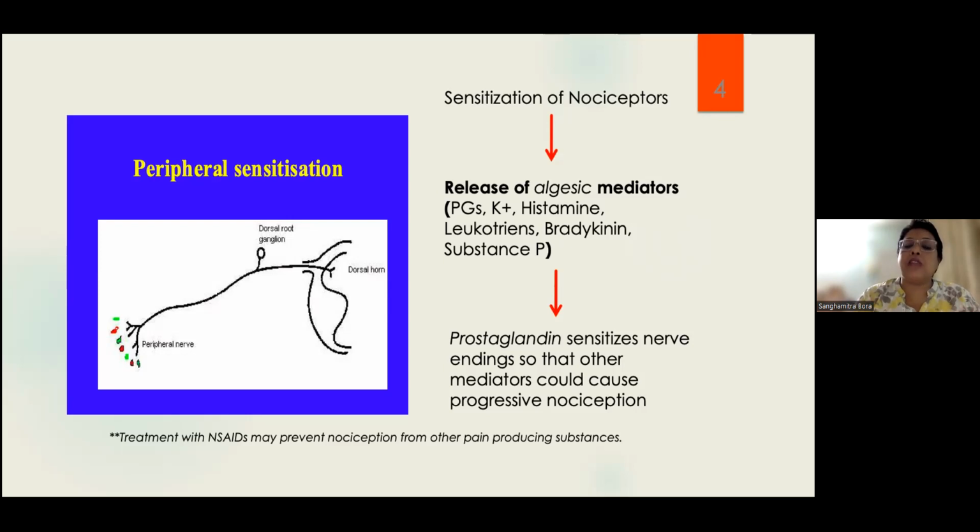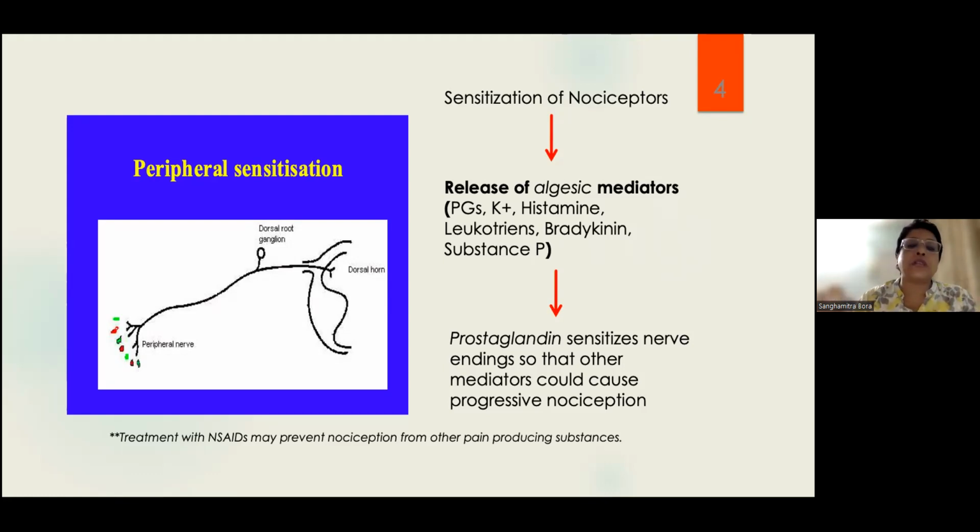So basically we are blocking the synthesis of prostaglandin by treating with NSAIDs. Peripheral sensitization is the first stage, in layman's language, the first stage of pain, where it is totally located in that particular area only. It is an impulse signaling that there is an insult in this particular area and we need to treat this pain.